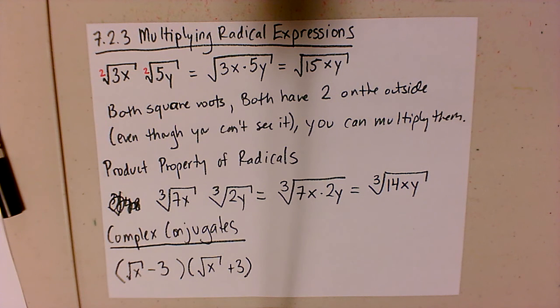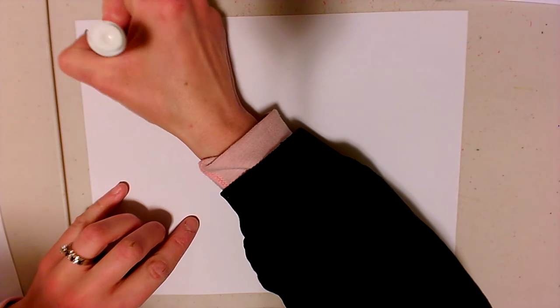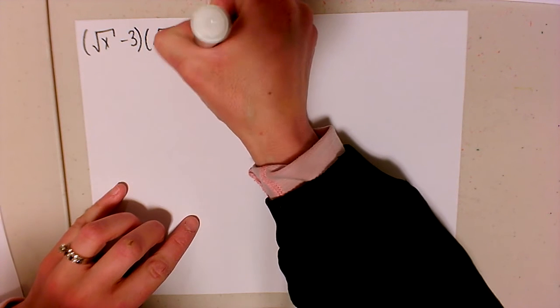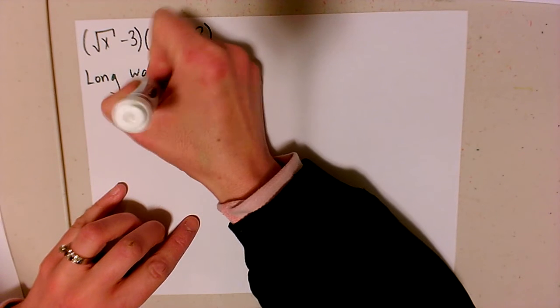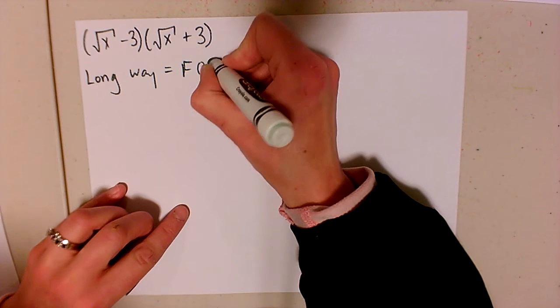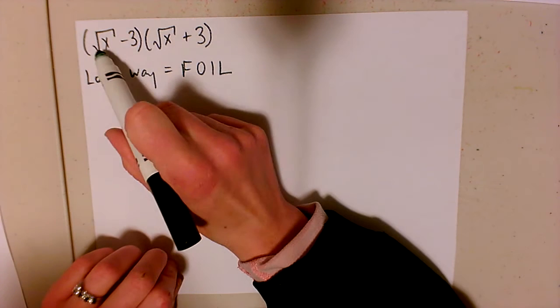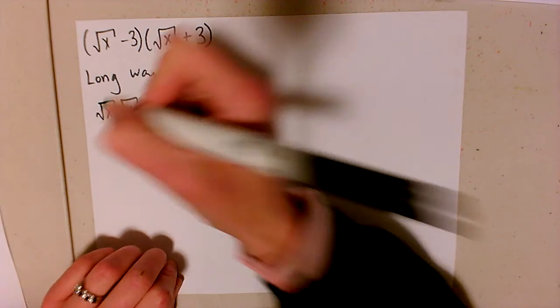Now, there's a shortcut and a long way to multiply these, and we'll do that on another piece of paper. So if we take a look at this again, we have root x minus 3 times root x plus 3. The long way to multiply these out, in the way that you already know how to do, is to FOIL. So we could just FOIL those out. I'll write this all out so you can see what I'm doing, and then I'll simplify it as we go along.